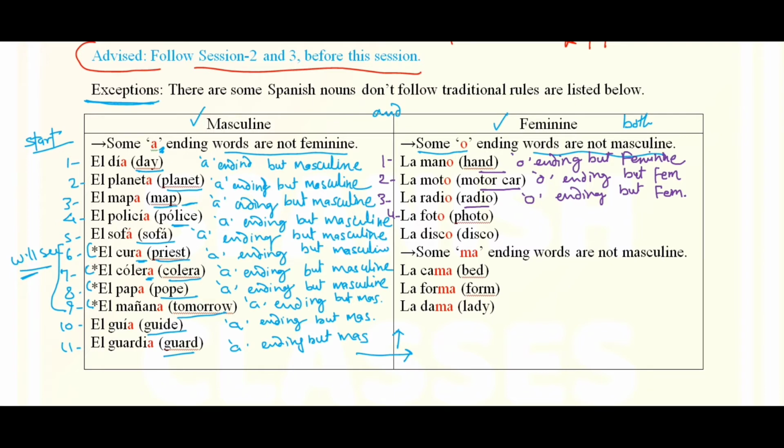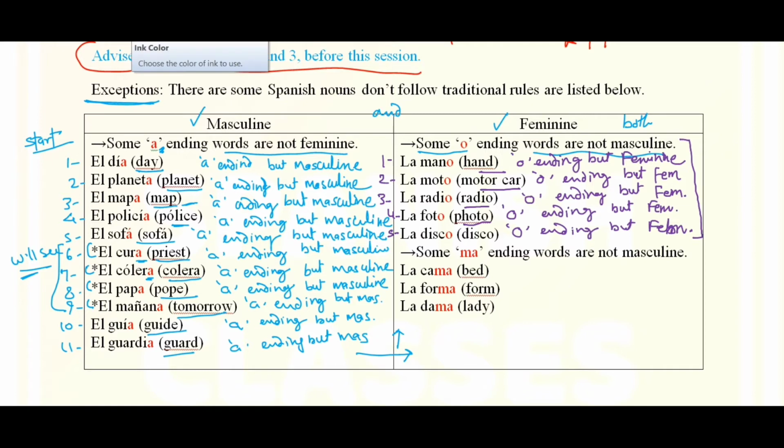Next, la foto. O ending, but it is feminine. La foto is photo. Next, la disco. This is also O ending, but feminine. La disco is disco. These are all O ending nouns, but feminine. So these are exceptions, you can see.